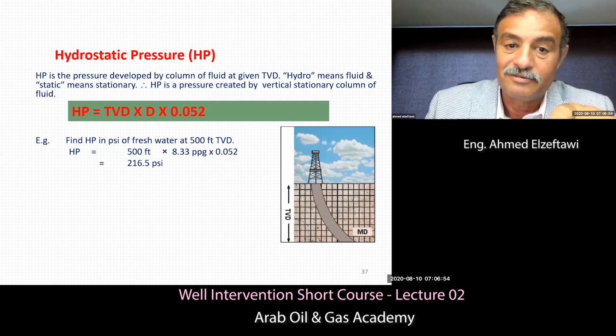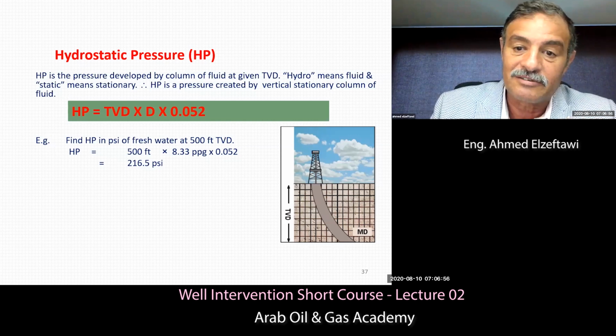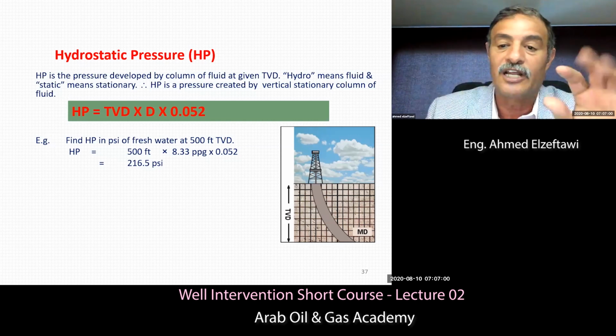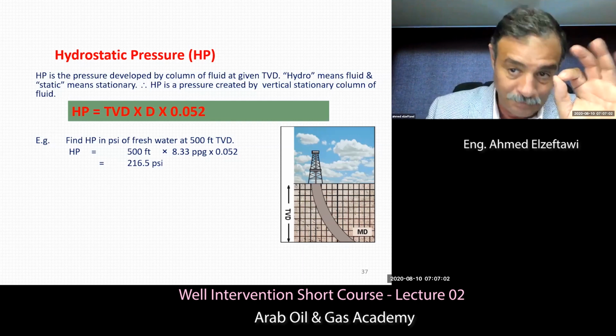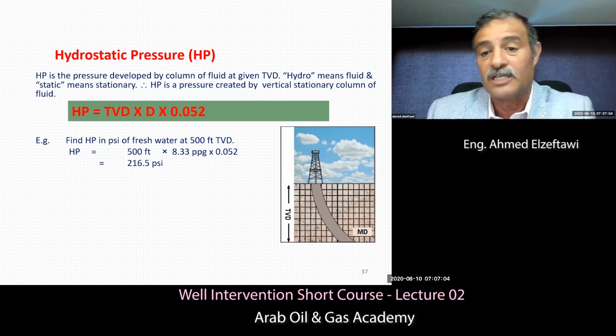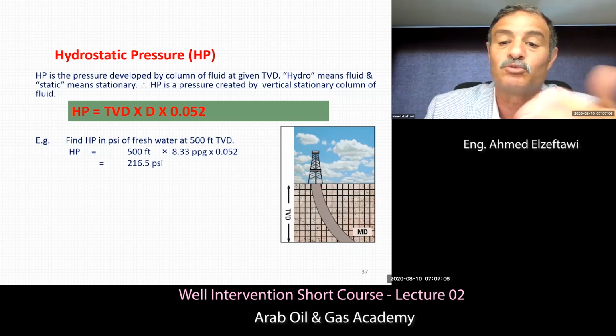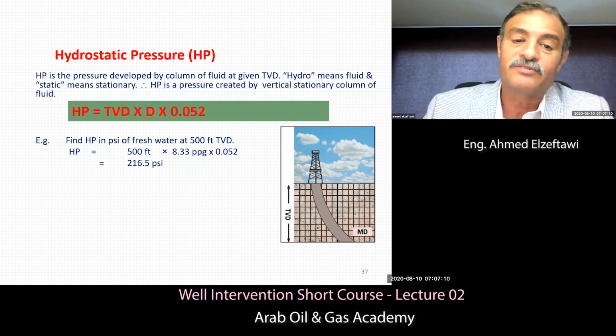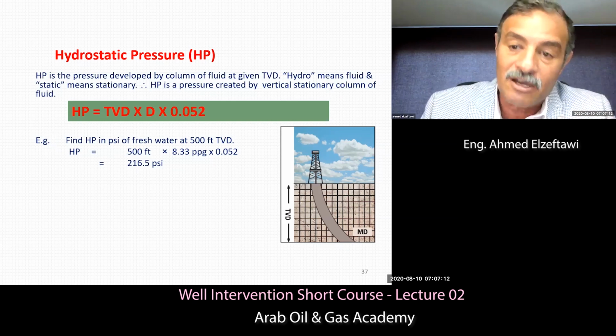But the way we calculate this, we consider the full column of liquid as containing one fluid, which in our case is water. But what if it is water and oil? What if it is water, oil and gas? What if the well is shut in? How do we calculate?